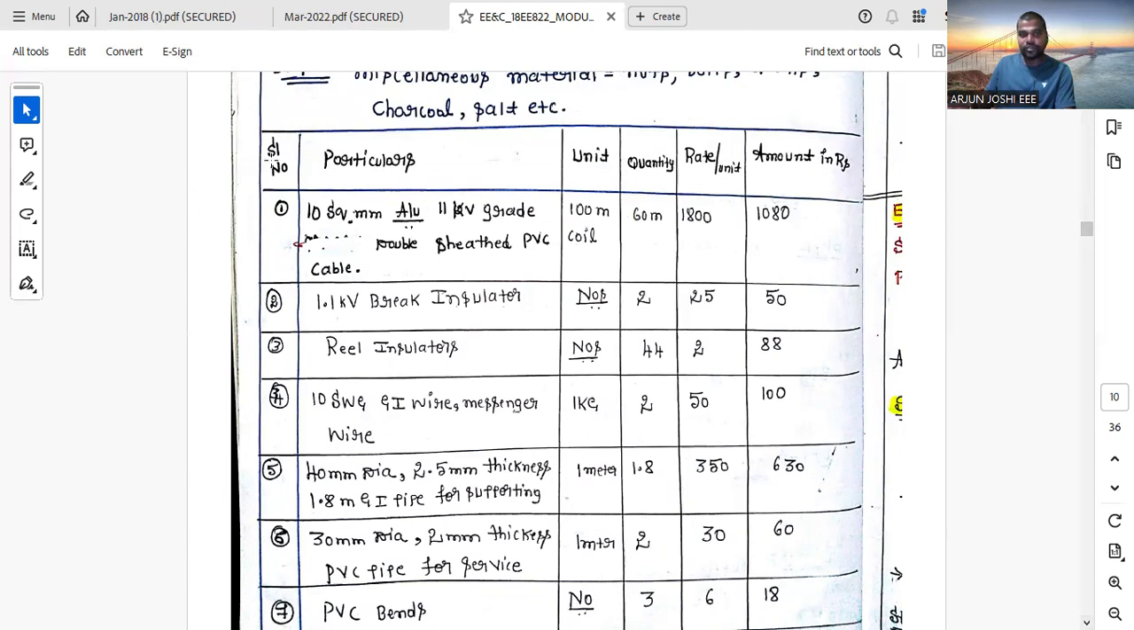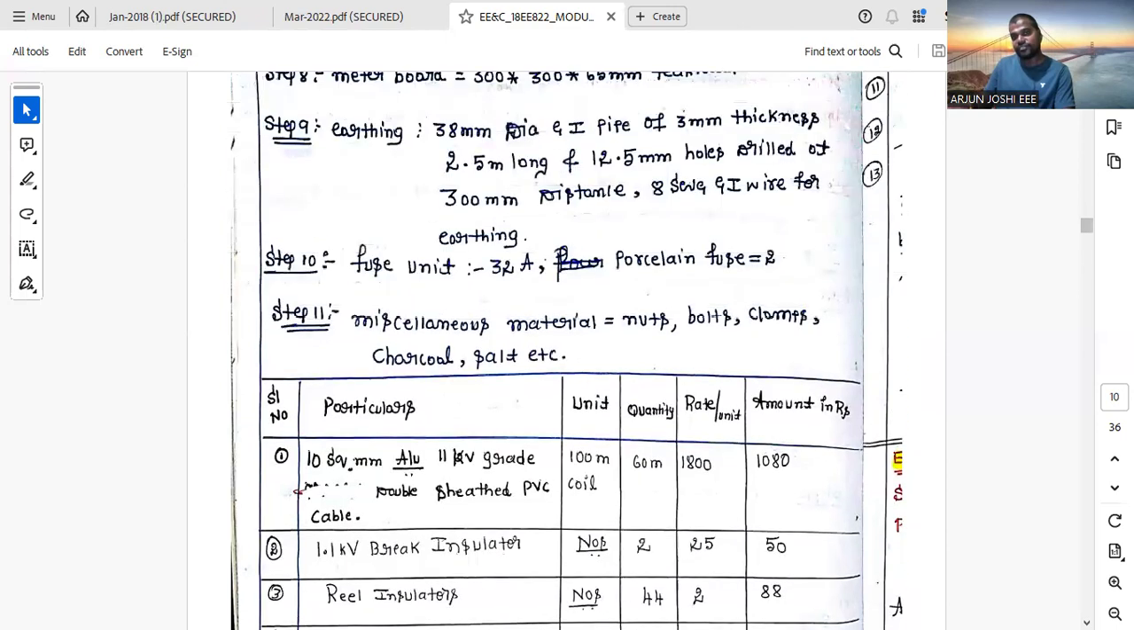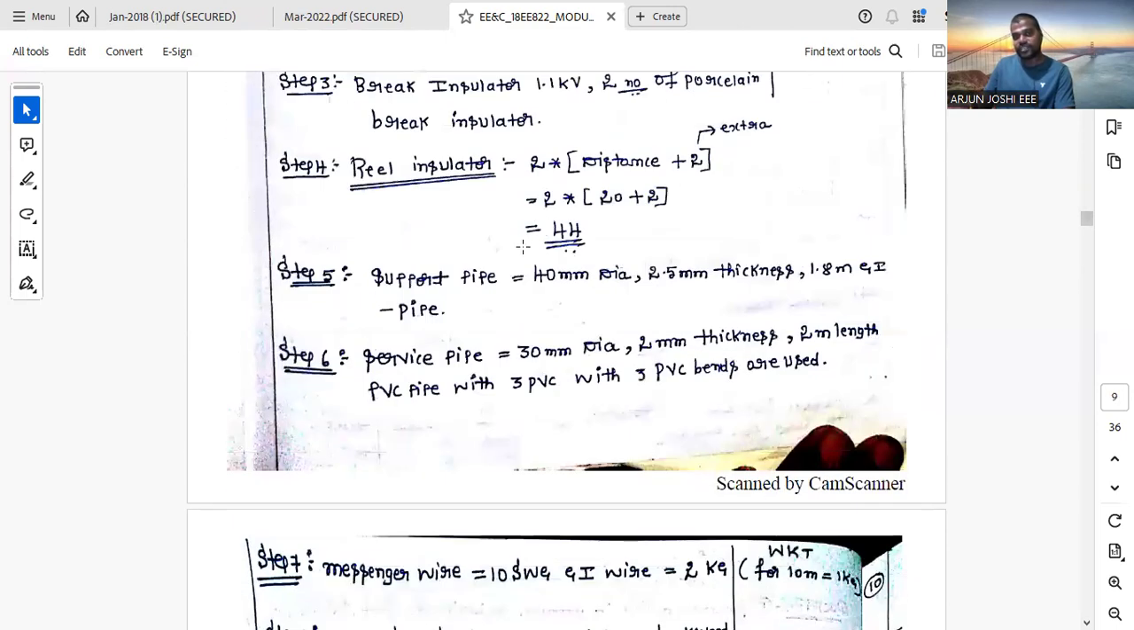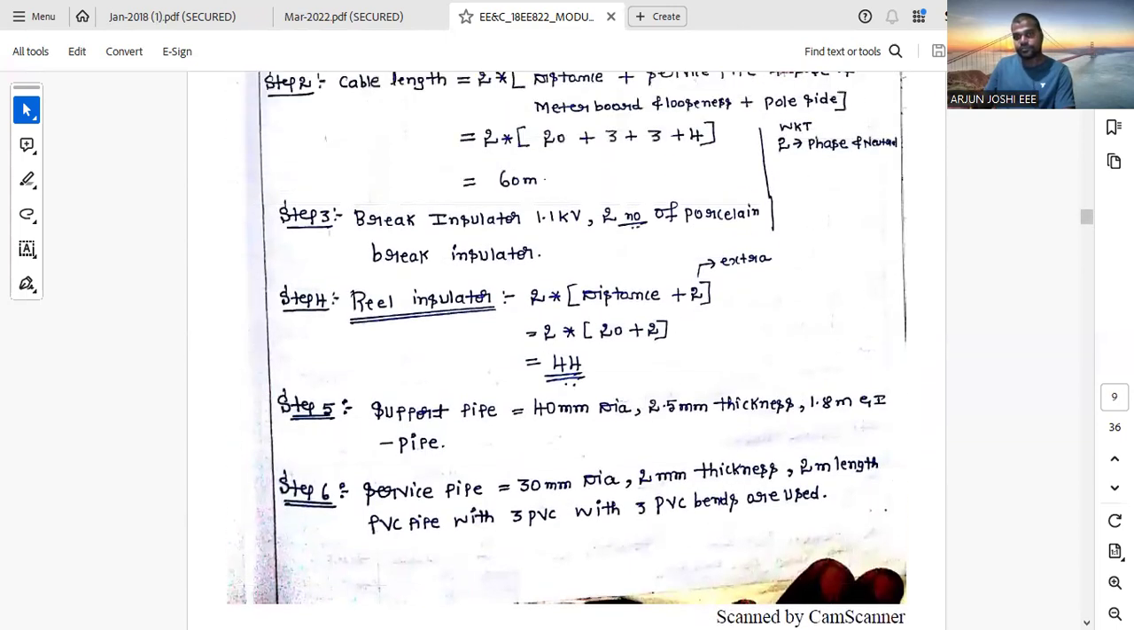In the first column write the serial number, then particulars, unit, quantity, rate per unit, and amount in rupees. First take 10 square mm aluminium 11 kV grade double sheathed PVC cable. Here the unit is a 100 meter coil. What is the length of conductor required? 60 meter. Why 60 meter? All of you check it out here. The cable length is 60 meter.